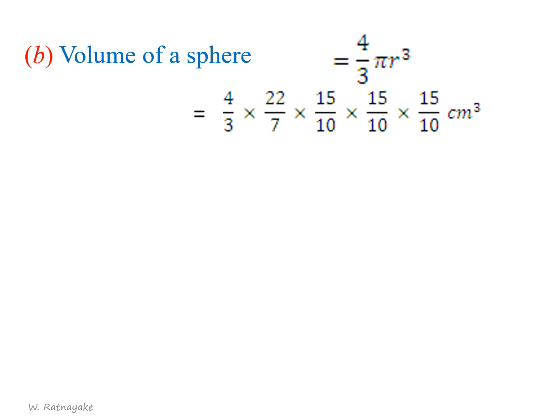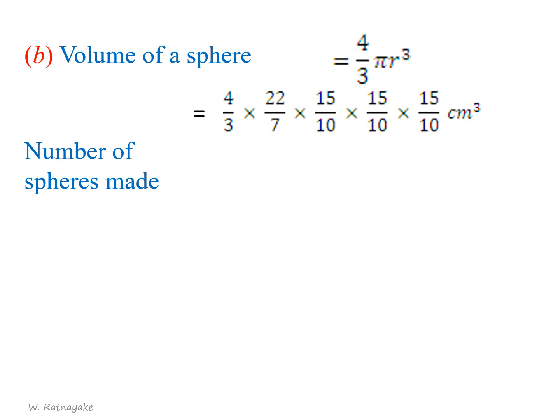Now the numerical expression that we can build using this formula is 4 upon 3 times 22 upon 7 times 15 upon 10 instead of 1.5, and the same thing 3 times, because we have to take the power 3. Now do we simplify? No, we didn't simplify this part. We kept it as it is and formed the numerical expression which will guide us to get the answer according to the problem.